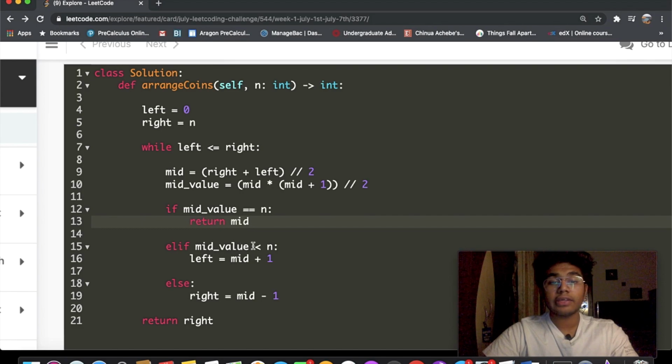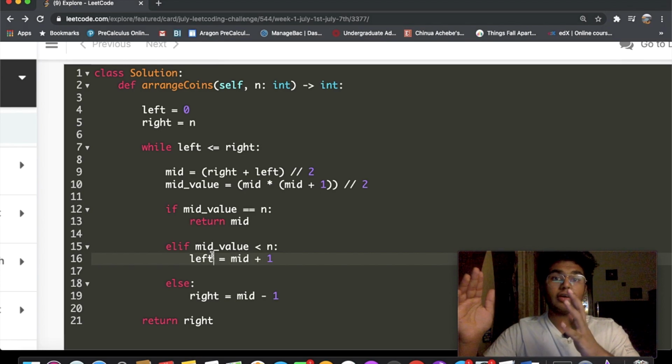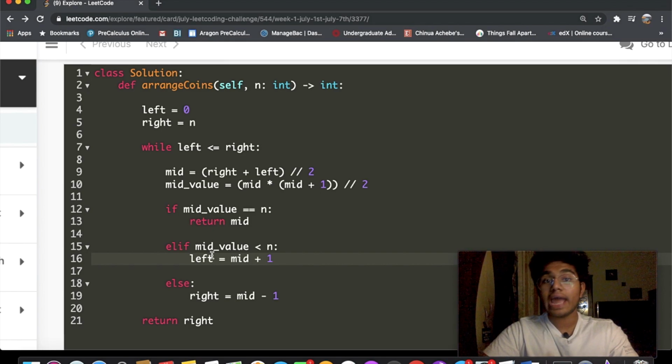If our value is less than n, that means that we can look for bigger values. So now we're going to be looking at a bigger range, bigger value of numbers. So to do that, we're going to move our left to the middle plus 1. So we're going to look at the right side of the number line, which has bigger values. But if our value is greater than n, then in that case, we want to look at smaller values or smaller numbers. So to do that, our right is going to become the mid minus 1. So in that case, we have smaller numbers.